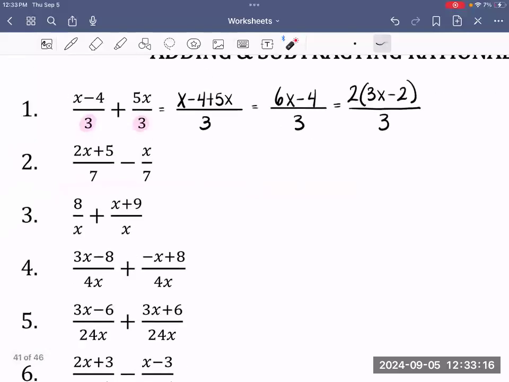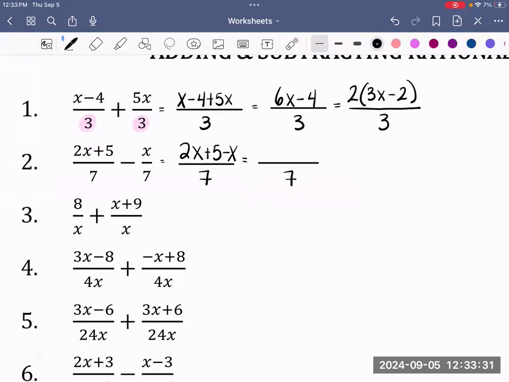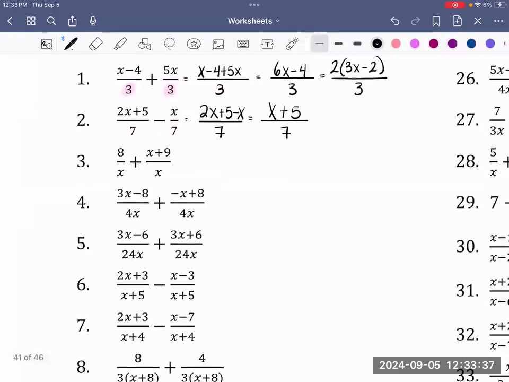Now let's try it again with the one below. They both have a 7 in the denominator, so we can combine 2x plus 5 minus x. 2x minus x makes x plus 5, and that's as far as you can go. Now I'll do a few more where they match.